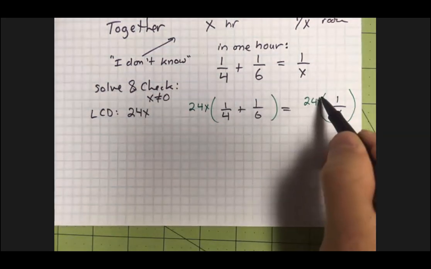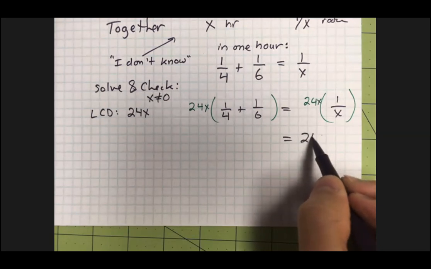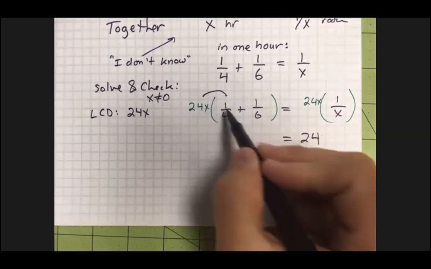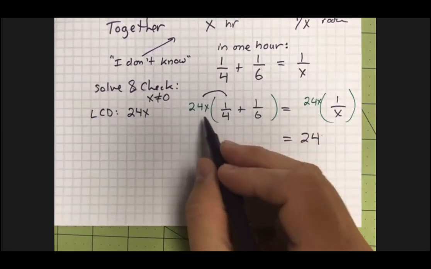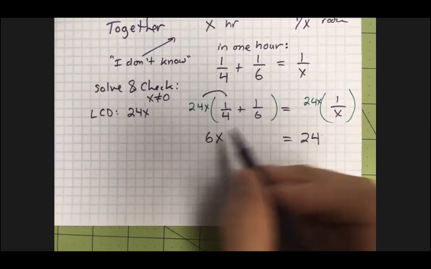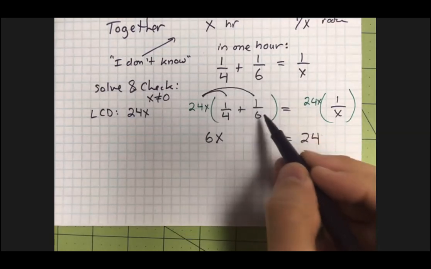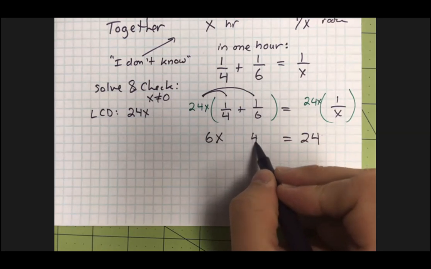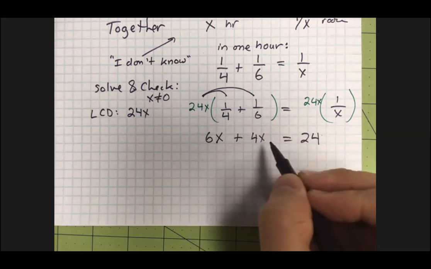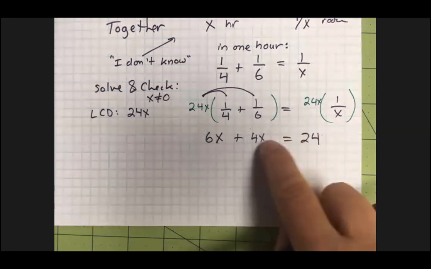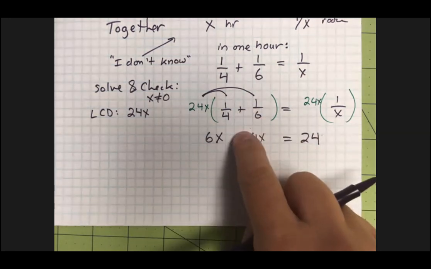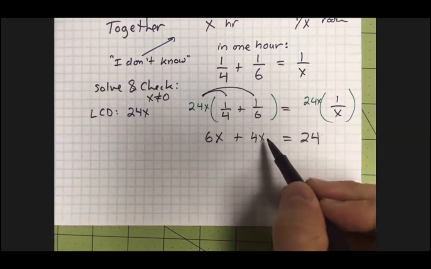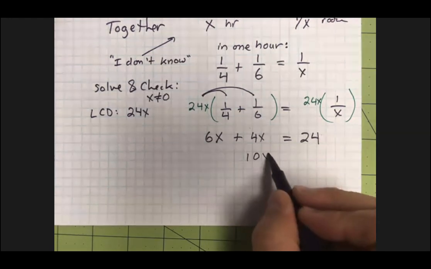Okay, let's multiply. 24x times 1 over x is just straight 24. The x is canceled. How about 24x times 1/4? The 4's cancel, and you're left with 6x. How about 24x times 1/6? The 6's cancel, and you're left with 4x with a plus sign in between. If you needed parentheses around this, like if it was 4x plus something else and you were subtracting, then you'd need parentheses, right? But right now, I just have 6x plus 4x straight up, which is 10x.